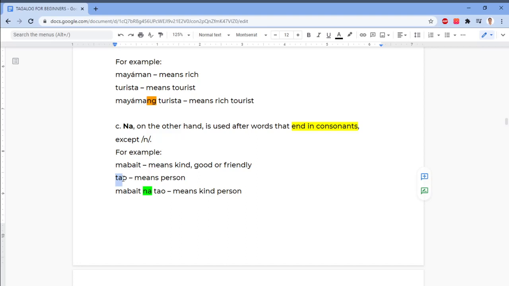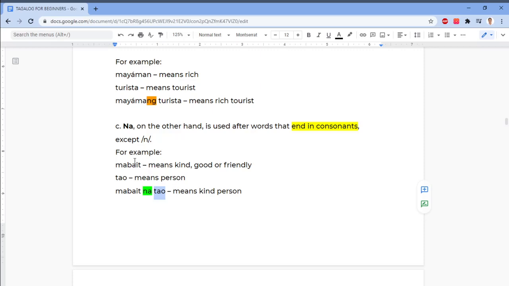Tao means person. Let's compose a phrase. Mabait ends with a consonant, so we know we will insert the linker na. So mabait na tao means kind person.